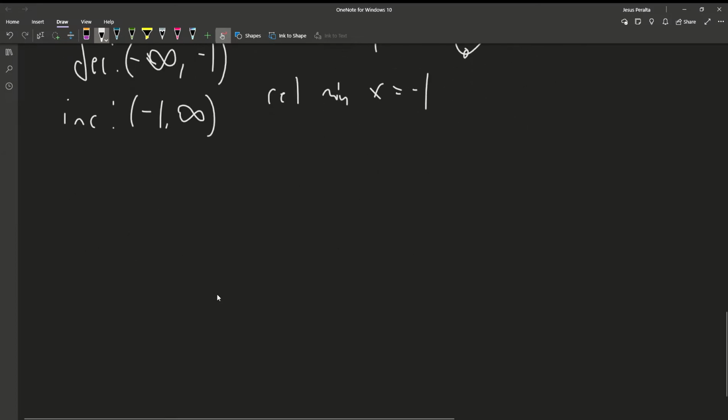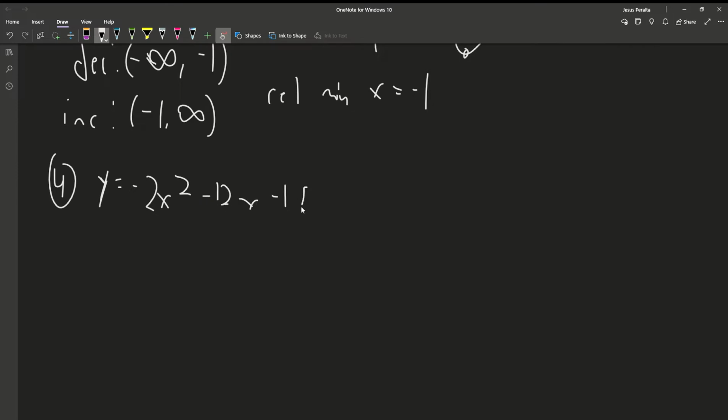Good. Let's move forward. Number 4. This seems kind of repetitive, but practice makes perfect. It's kind of cliche, kind of corny, but it's true. So, don't know why I made that comment. Anyways, we're gonna go to number 4, -2x squared minus 12x minus 18.